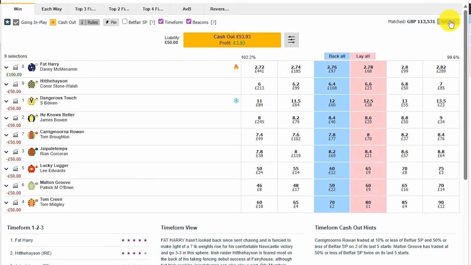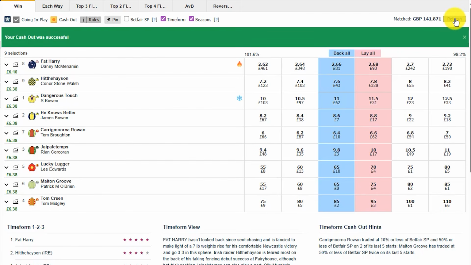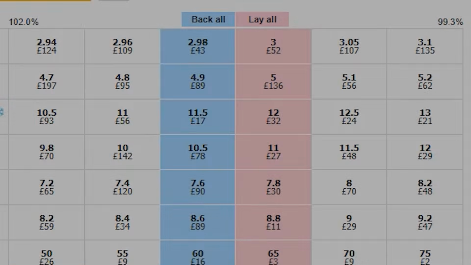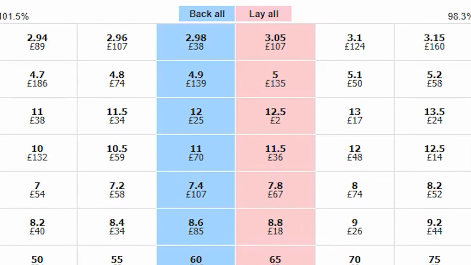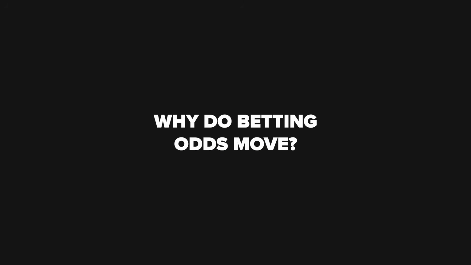Secondly, in-play betting odds on a betting exchange are responsive and fast moving. If something changes, you only have to beat other users, not the house. There's more videos about trading the exchanges on this channel if you're interested, but for now, remember this. Backing and laying are just two sides of the same bet. Understanding both gives you total control, and that's why serious players prefer exchanges. Next up, let's look at why those odds keep changing and what matched or unmatched actually means when placing bets.